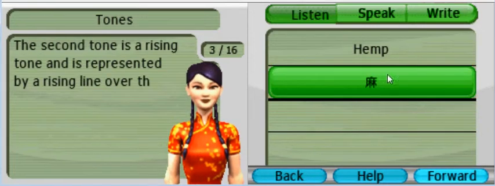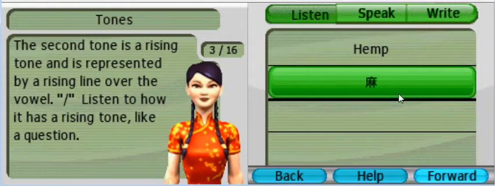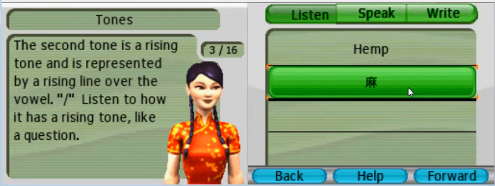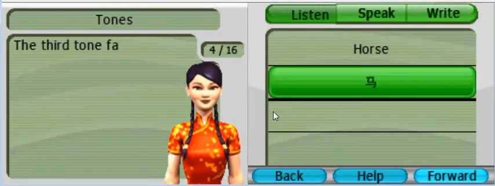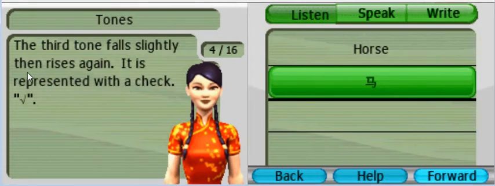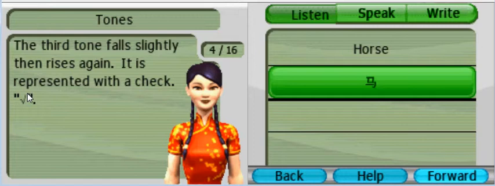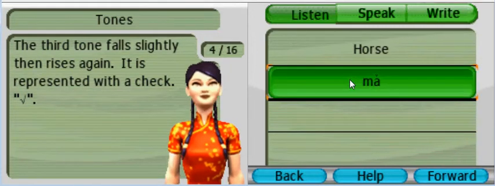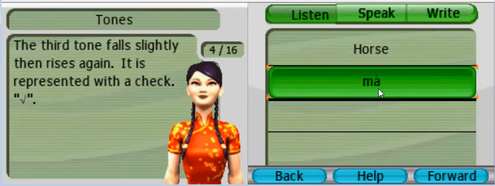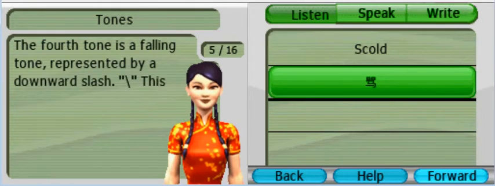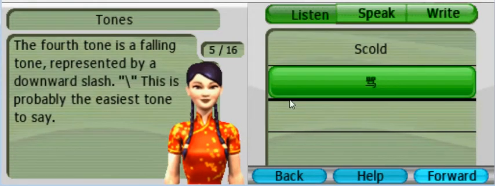Here, we still have ma, but you see the character is different and the tone is different as well. A rising line, ma, ma. Over here, the third tone, one that falls slightly, then rises again, and you see the little symbol here. So here we have the word ma, that means a horse. Ma. Oh, sorry. And the fourth one, a falling tone. And this is ma again, and it means scold.